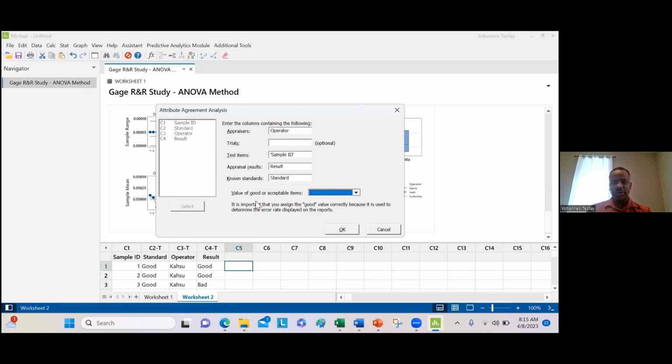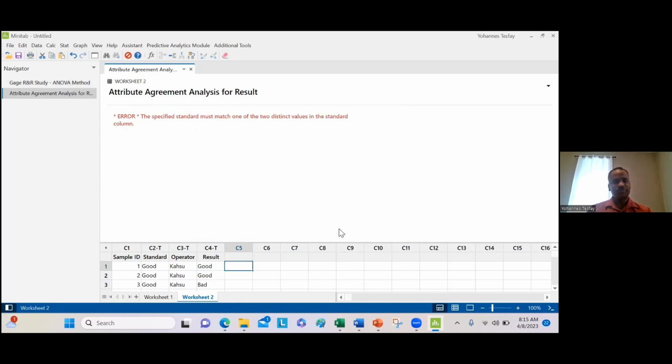So the value of good or acceptable items is going to be like good, just like that. I'm going to say okay. Specify standard: match one of two distinctive values in standard columns. Okay, let me check it again. Okay, yeah, maybe.